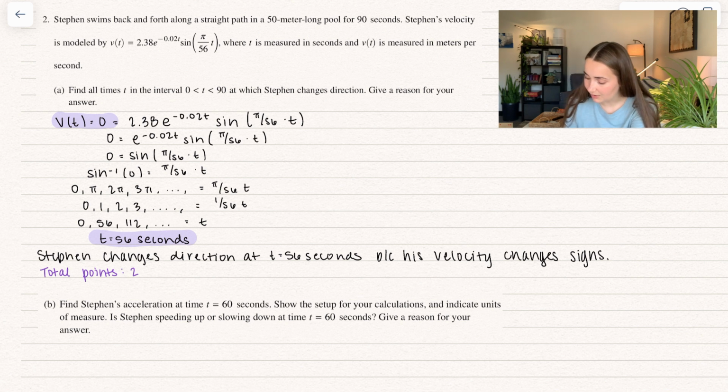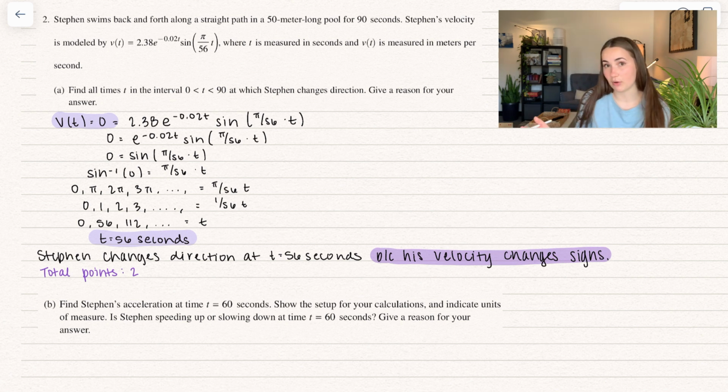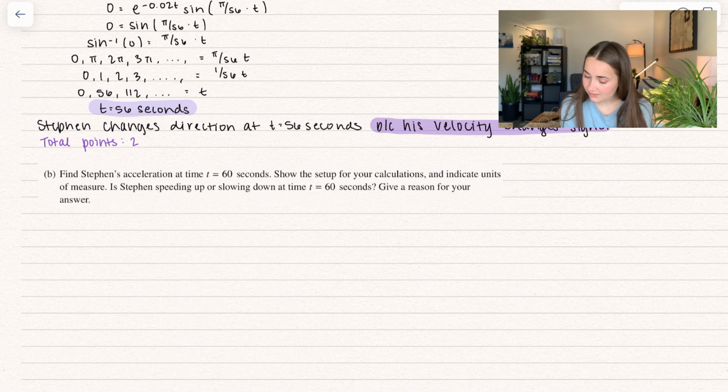The other point is understanding what's happening right here. So yes, you got 56 seconds, but why is that where he's turning around? And that's because his velocity changes signs at that point. So that's where the second point is going to be awarded, for the reasoning. Let's go on to part B. Find Stephen's acceleration at 60 seconds. Show the setup for your calculations, indicate the units of measure, and the question is, is Stephen speeding up or slowing down at that time? And you need to give a reason.